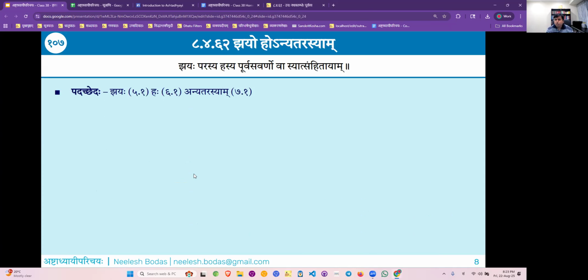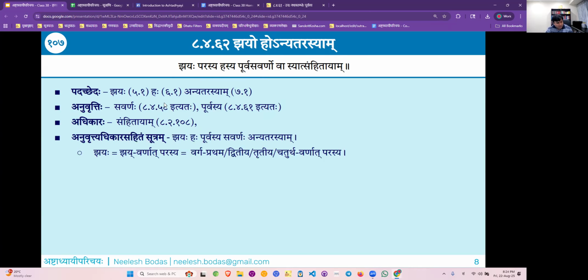Agre gacchamah, agrimam sutram: jhayo honyatarasyam. Jhayah parasya hasya. Haha means hasya, shashti ekavachanam. Ha is the pratipadikam. Tasya shashti ekavachanam haha. Jhayo honyatarasyam jhayah parasya hasya purvasavarna va syat. So that anyatarasyam is used for vikalpa. Purvasavarna va syat samhitayam jhayah, haha, anyatarasyam. So jhayah is panchami, jhayah parasya. Ha is shashti sthani, hakarasya anyatarasyam vikalpena purvasavarna bhavati.